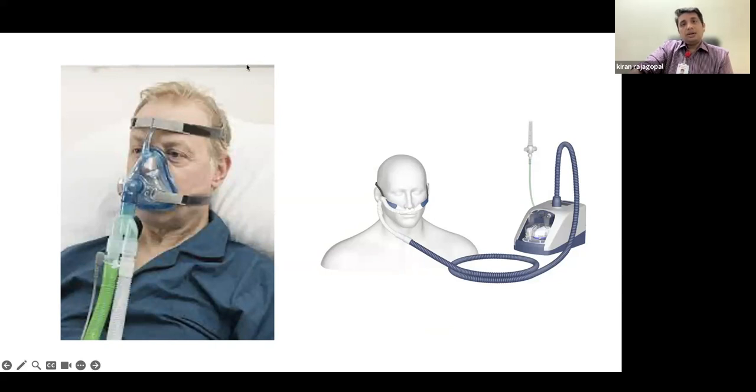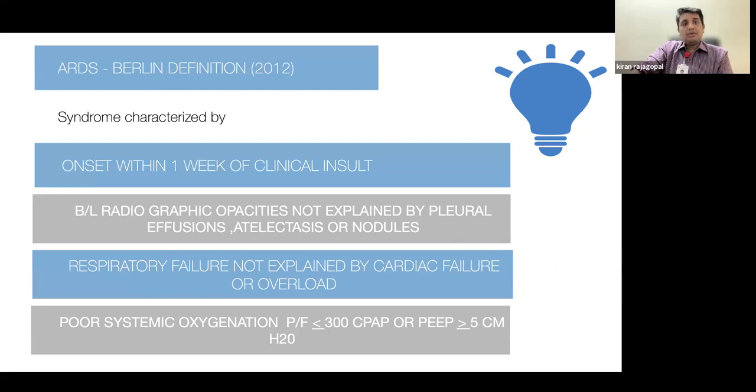So, what is the complication which you are facing now? If anybody has an idea, you can put it on the chat box. Okay. So basically, he is having acute respiratory distress syndrome, that is secondary to the viral pneumonia. Okay. Now, how do you classify or how do you define this?